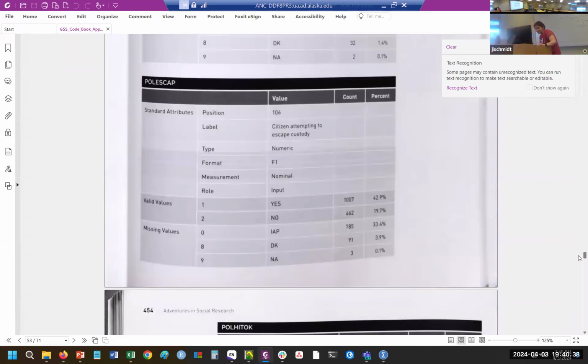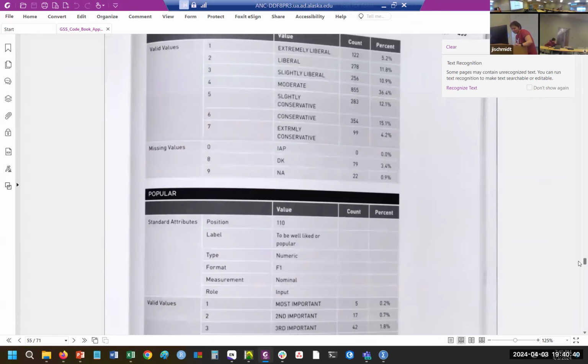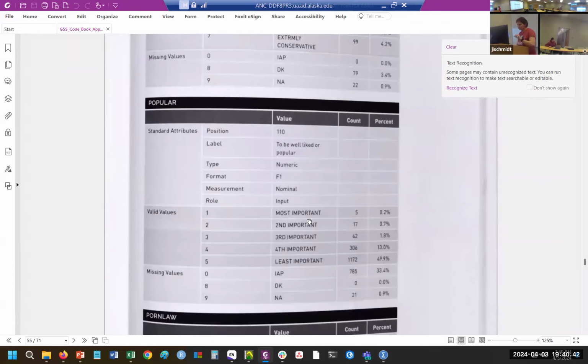Pick up sex, popular. Okay, I'm just looking at this. To be well liked or popular. So one is the most important thing in my life, second most important, third most important, fourth most important. So we are saying that gender influences how important it is to a person to be well liked or popular.